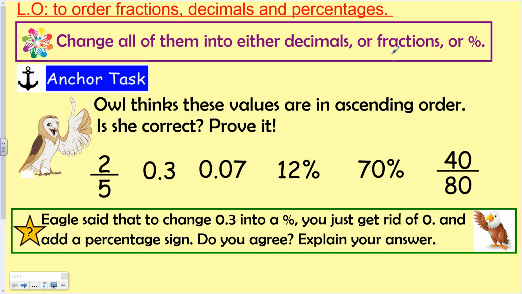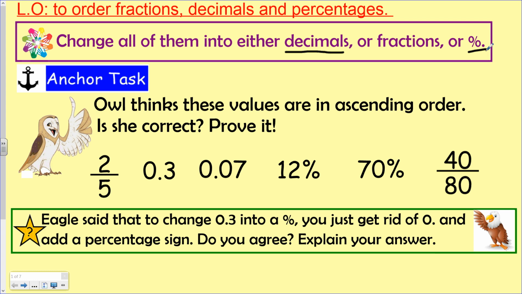For me personally, I love a decimal, so I would change them all to decimals, but you might decide that actually you prefer them all to be fractions or all percentages. The only thing I would say about fractions is be careful. If you put them into a fraction, they need to have the same denominator. So I would always recommend going for maybe a decimal or change them into a percentage.